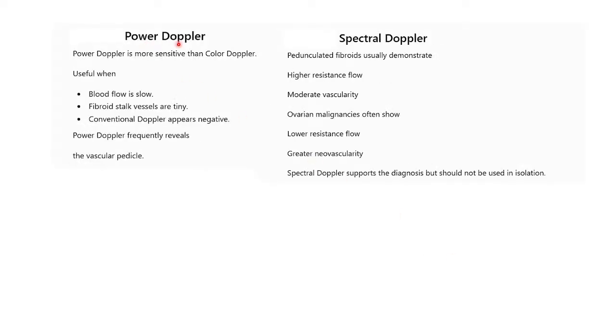So the power Doppler is more sensitive than color Doppler. Useful when blood flow is slow, fibroid stalk vessels are tiny, conventional Doppler appears negative. Power Doppler frequently reveals the vascular pedicle. You can imagine how powerful the power Doppler can be and how useful it can be in order to localize the origin of an ovarian or a uterine lesion.